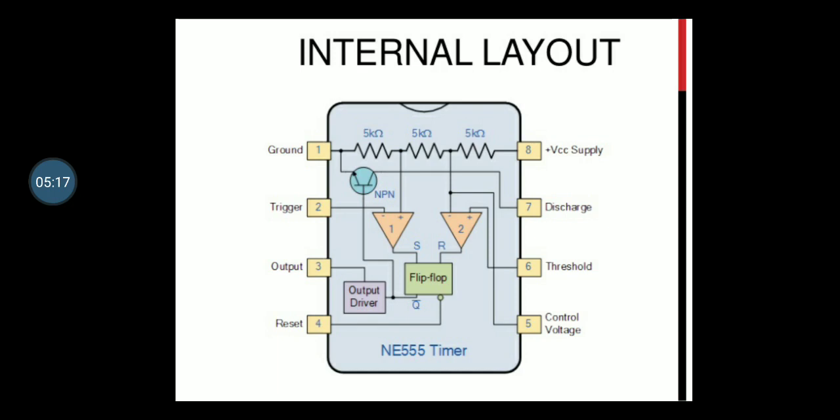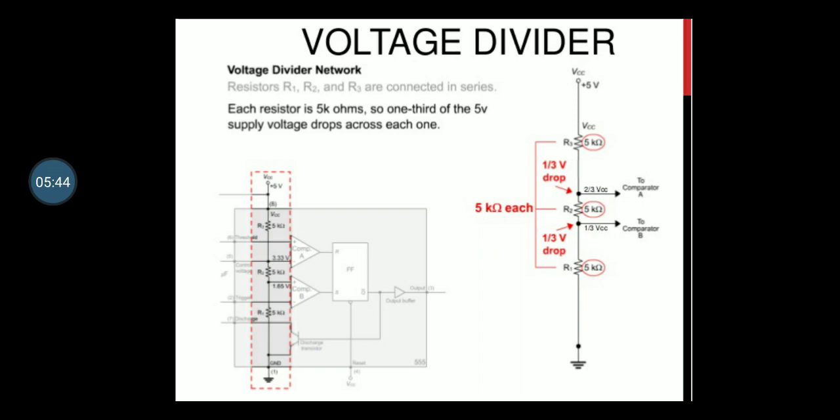A control voltage input terminal, that is pin 5, accepts a modulation control input voltage applied externally. The positive input terminal of the upper comparator is called the threshold terminal, and the negative input terminal of the lower comparator is called the trigger terminal. So this is the overall pin diagram of a 555 timer IC. Now we can see the important parts of a 555 timer IC.